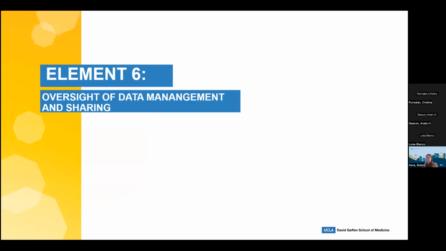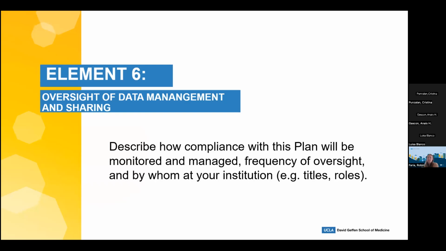The last element is element 6, and this is oversight of data management and sharing. Again, this one's a shorter one. It's really just describe how compliance with the plan will be monitored and managed, the frequency of that oversight, and by whom at your institution. What this means is show the NIH that you have proper management and supervision of that data.